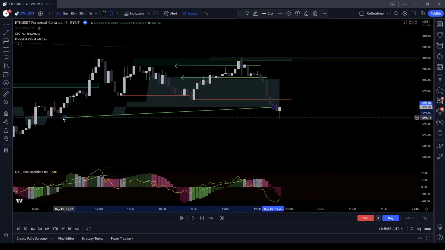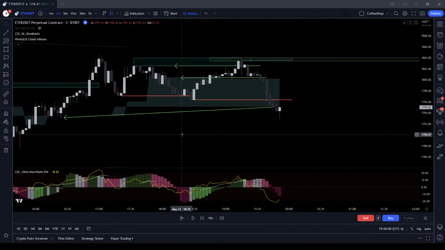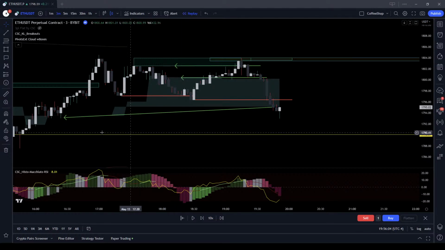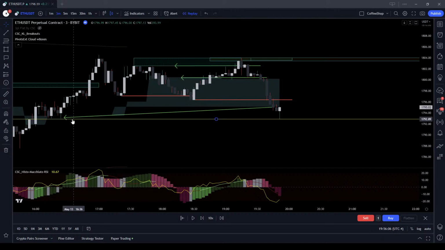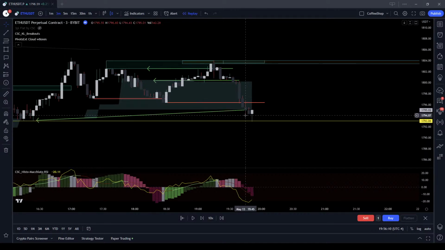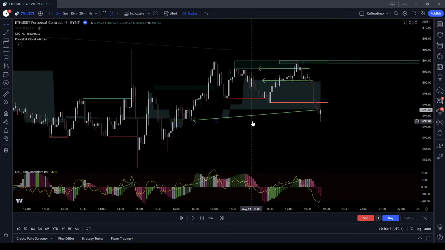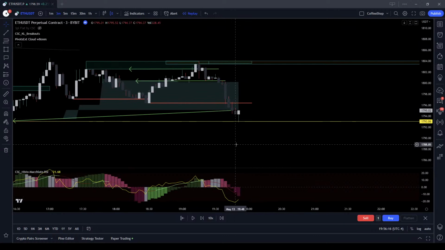Where's my line? Nope, not that one. There we go. Draw a line right there, and your price will come down to it. Tap a little bit of liquidity. Okay, it'll tap it a little bit, and then you have to wait for price action to move. You can see it's already curving back up.